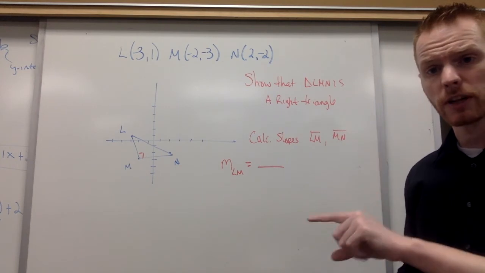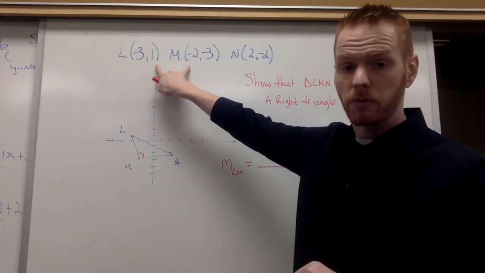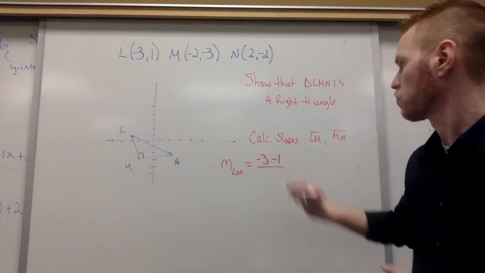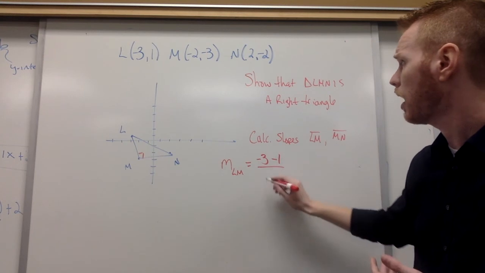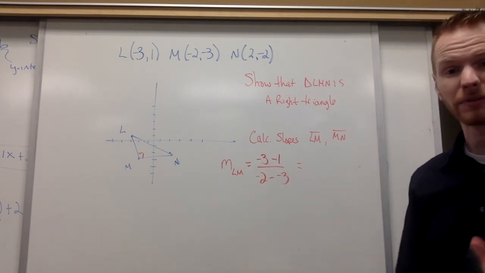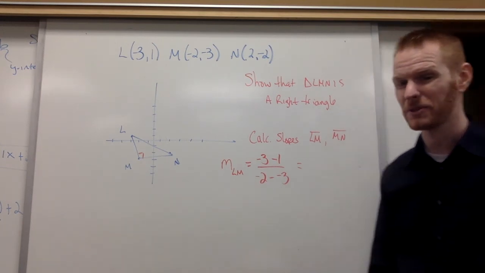I know it's rise over run. Subtract the y's over subtract the x's. So I'm looking at these 2 points. So if I subtract the y's up top, it'd be -3 minus 1. And on the bottom, it'd be -2 minus a -3. Be careful of the negatives. Okay, that's going to be a huge thing when it comes to these problems.